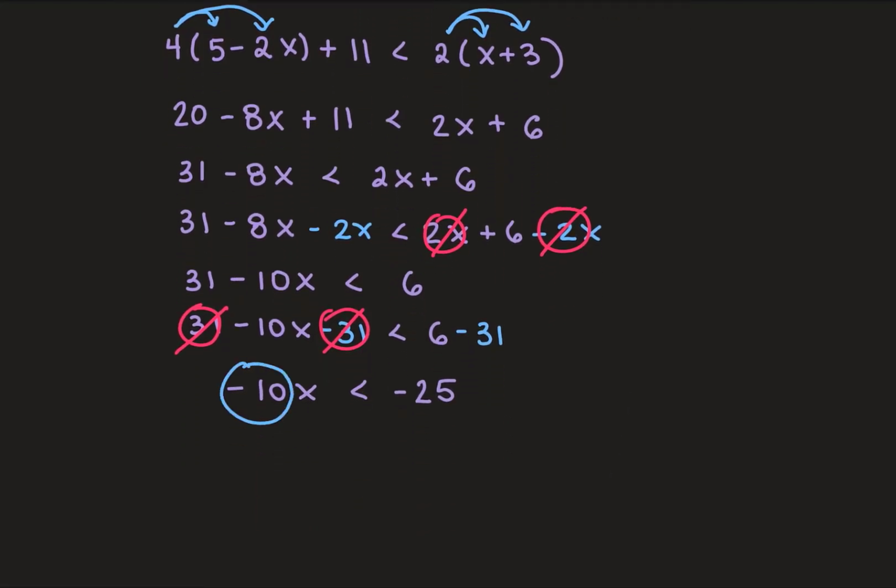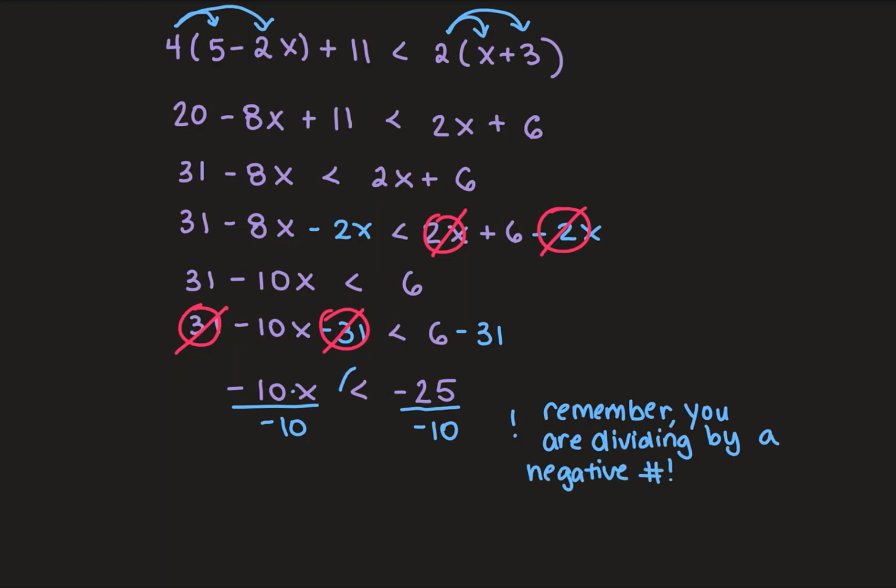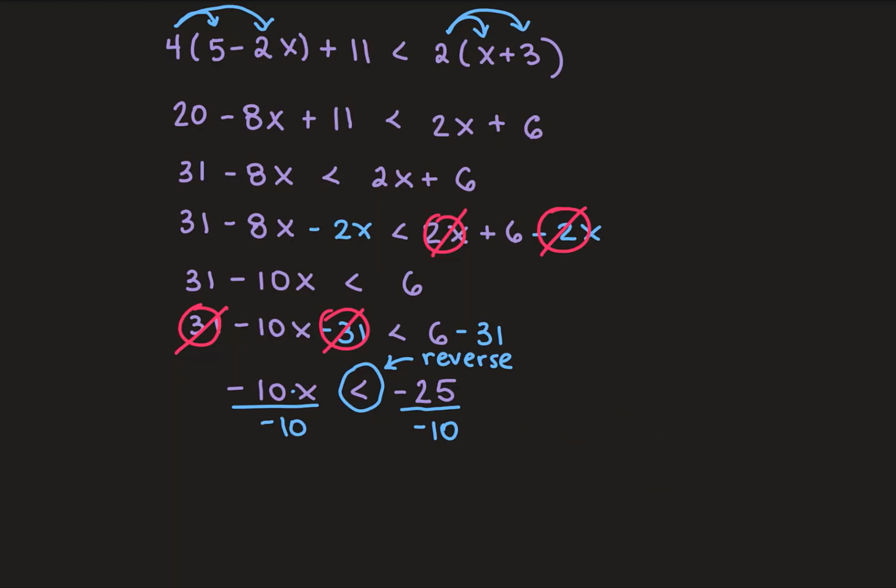Now we can get rid of this negative 10 by dividing both sides by negative 10. Remember, you are dividing by a negative number, so we need to reverse the inequality symbol in the next step. This simplifies to x is greater than, and then reduce the fraction on the right, 5/2. Now our variable is isolated.